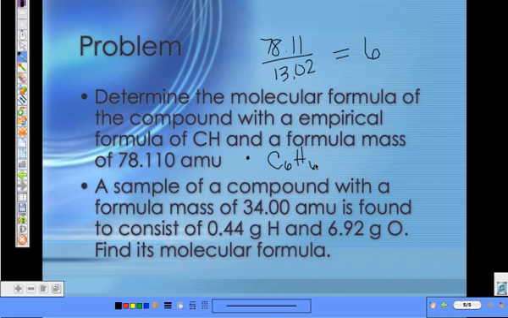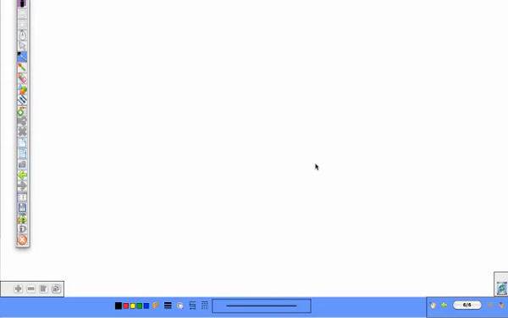Now this sample has a formula mass of 34, so that is the molecular formula weight. And it has 0.44 grams of hydrogen and 6.92 grams of oxygen. It doesn't give us the empirical formula, so we need to find the empirical formula first. So let's go through our steps, 0.44 and 6.92.